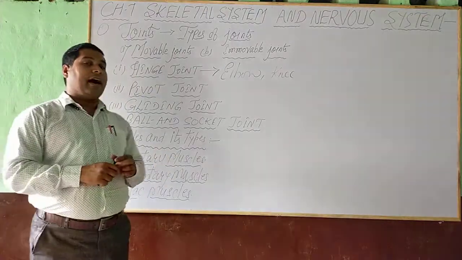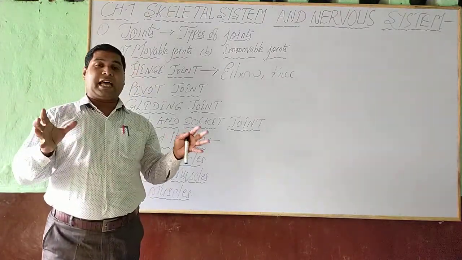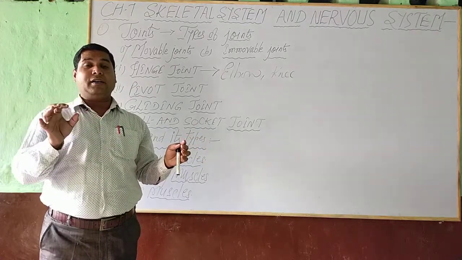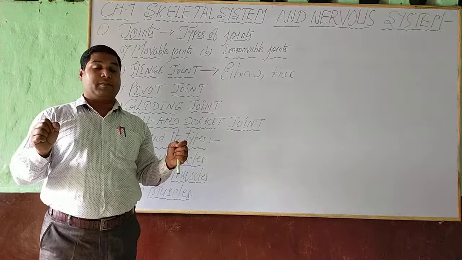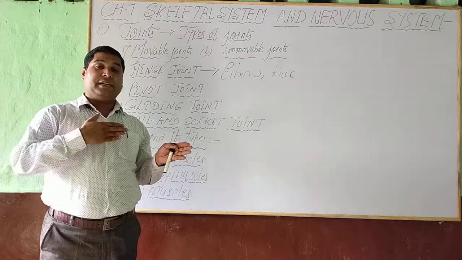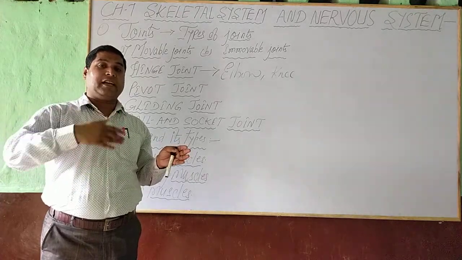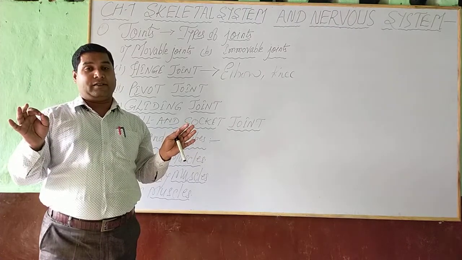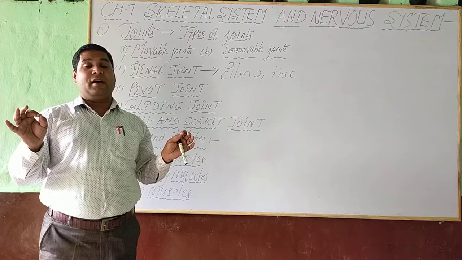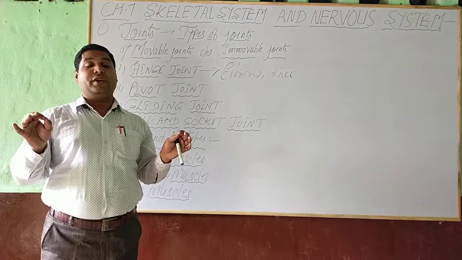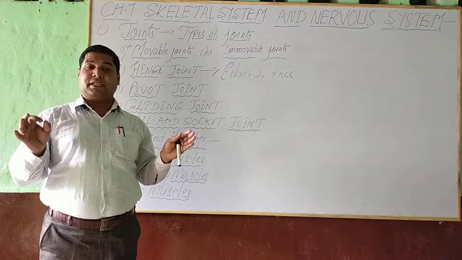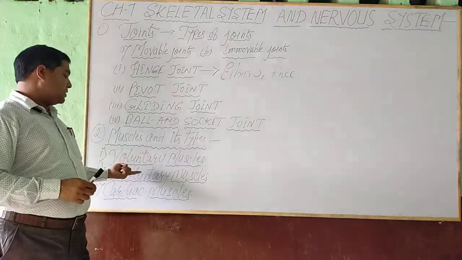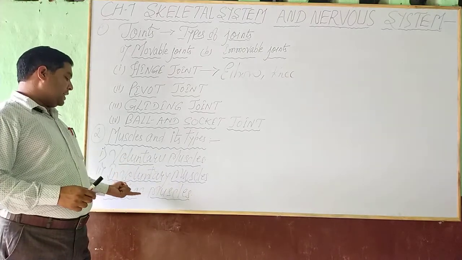Next is the cardiac muscle. A special type of muscle present in the heart is known as cardiac muscle, which works day and night. Day and night, continuously it works without getting tired. Such type of muscle is known as cardiac muscle, and it is present in the heart. So dear student, three types of muscles: voluntary, involuntary and cardiac.